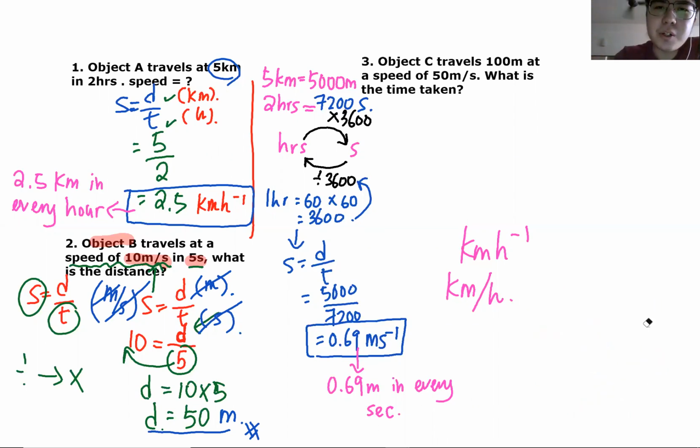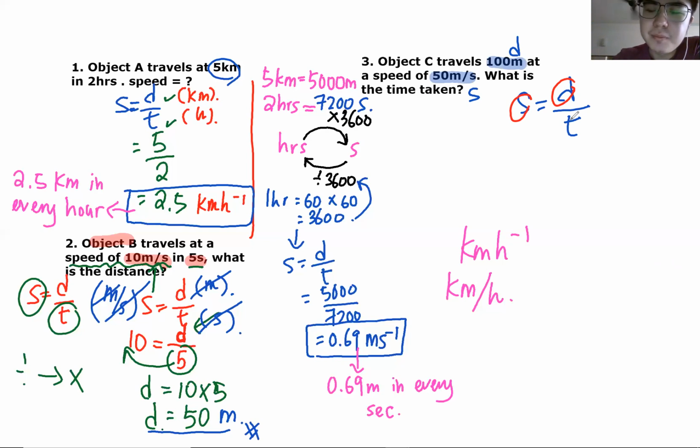Okay, let's look at the last question, the last example. I haven't finished yet, just the last example. Now, object C travels 100 meter at a speed of 50 meter per second. What is the time taken? S equals D over T. What is given here? 100 meter, this one is the distance, and 50 meter per second, this one is the speed, right? So you have distance and you have speed.